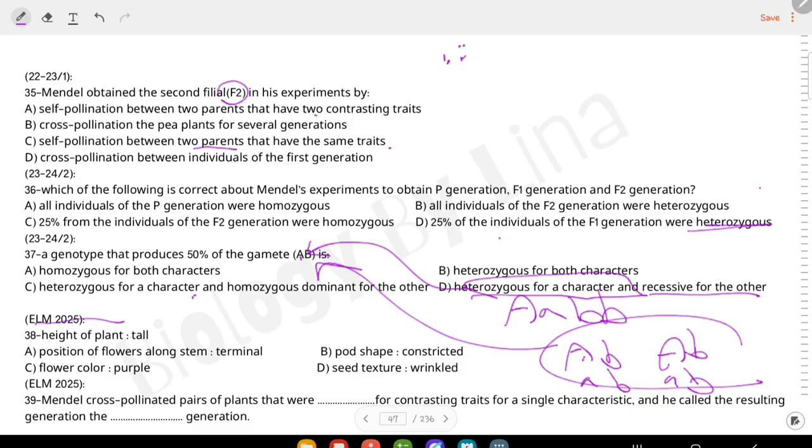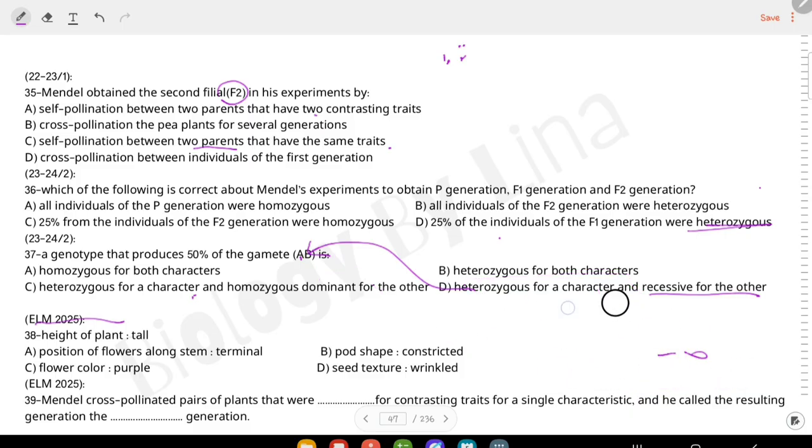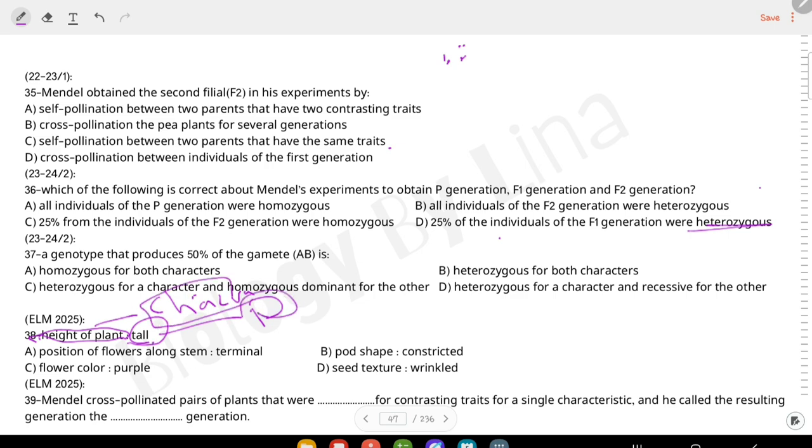The last question that we have, 2025, but it's for the elementary. We have the height of the plant. Is this a character or a trait? This is a character. Like we have tall. Tall, is it dominant or recessive? It's a trait and it's dominant. So we should focus on our answer to find a character with the dominant trait.